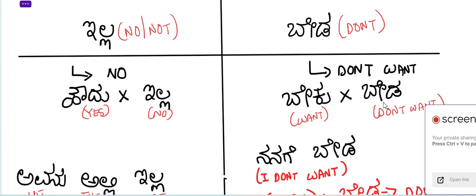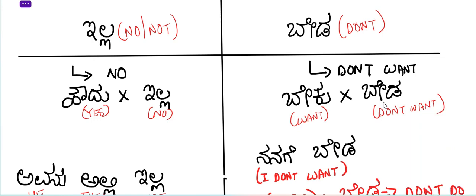Let us look at how to use illa and beda for negative sentences. So basically the difference between illa and beda is, illa we will use when we have to say no or not, and beda will be used when you want to say don't. Okay, so illa is like the opposite of yes.